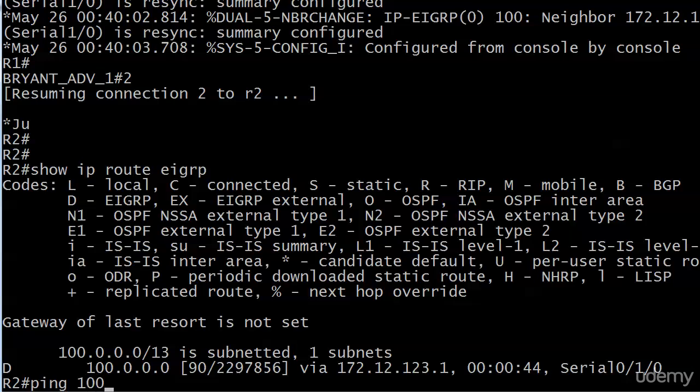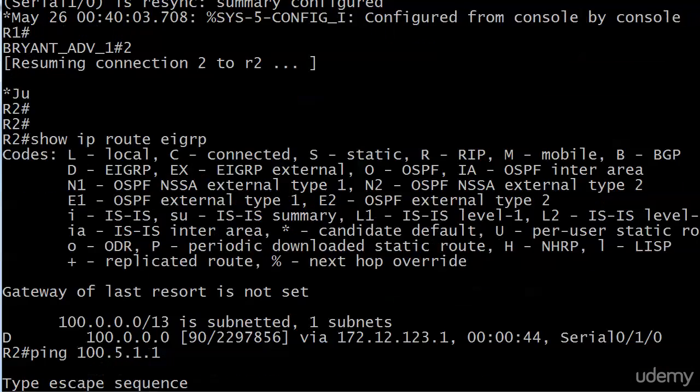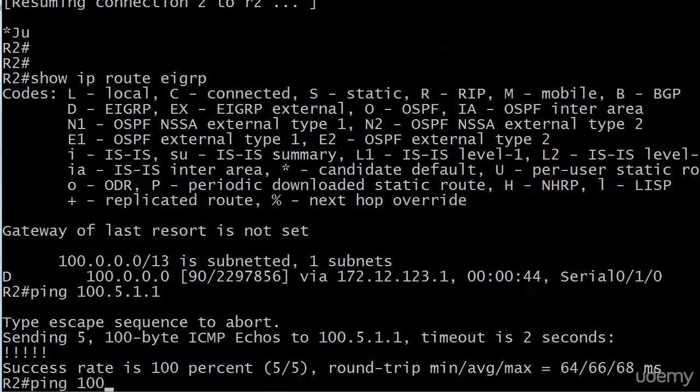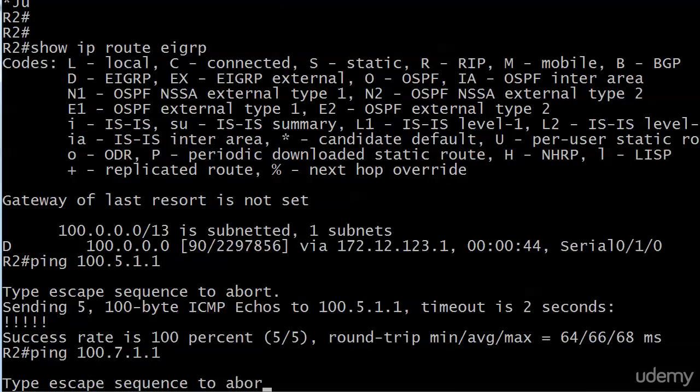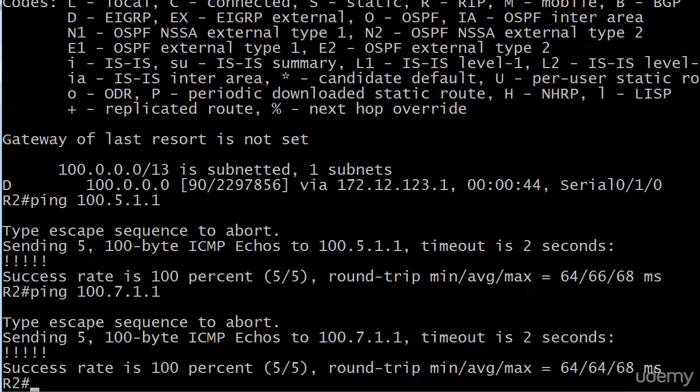But can I still ping those addresses that I could ping earlier? Sure can. Matter of fact, I could ping every single one of those loopbacks that we've summarized. So, let's see. Let's go back to the route. We've got it right here, actually.